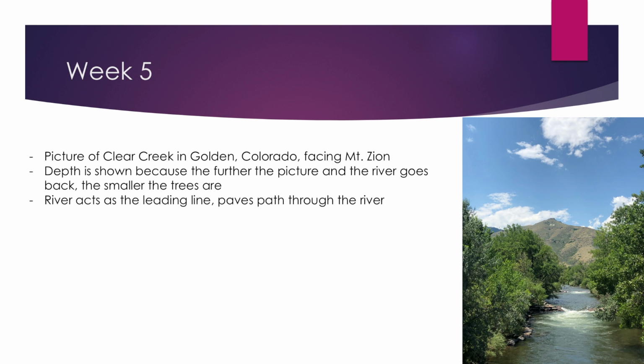Now, the final picture in Colorado, I promise. It's a picture of Clear Creek in Golden, facing Mount Zion. You should be able to see on the mountain there's an M that's just made out of small little white rocks, and it's referencing the Colorado School of Mines, which is in Golden.